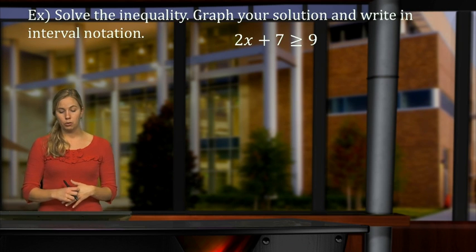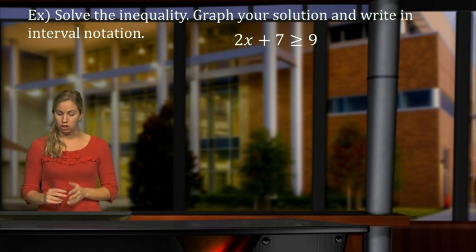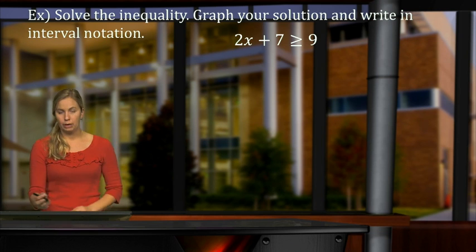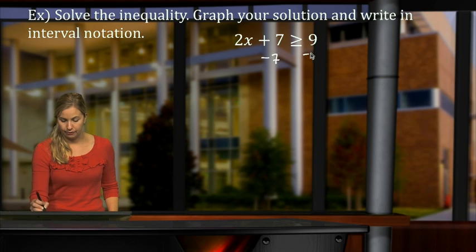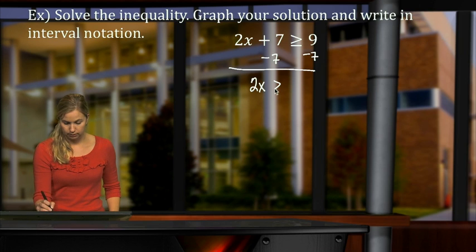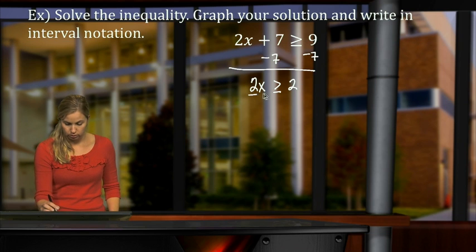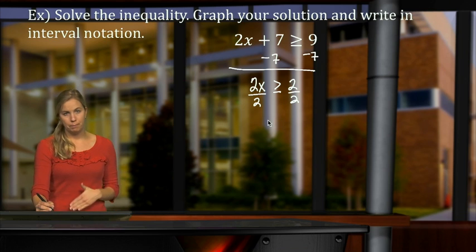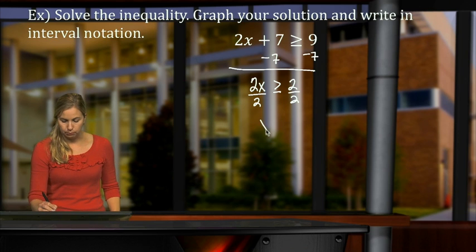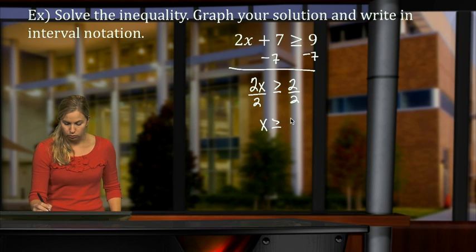We're going to solve our inequality and also graph our solution and write it in interval notation. So again, we solve just like an equation. If I'm isolating x, I'm going to start by subtracting 7 from both sides. 2x is greater than or equal to 2. Divide both sides by 2. Since we're dividing by a positive, no need to flip the inequality symbol. x is greater than or equal to 1.